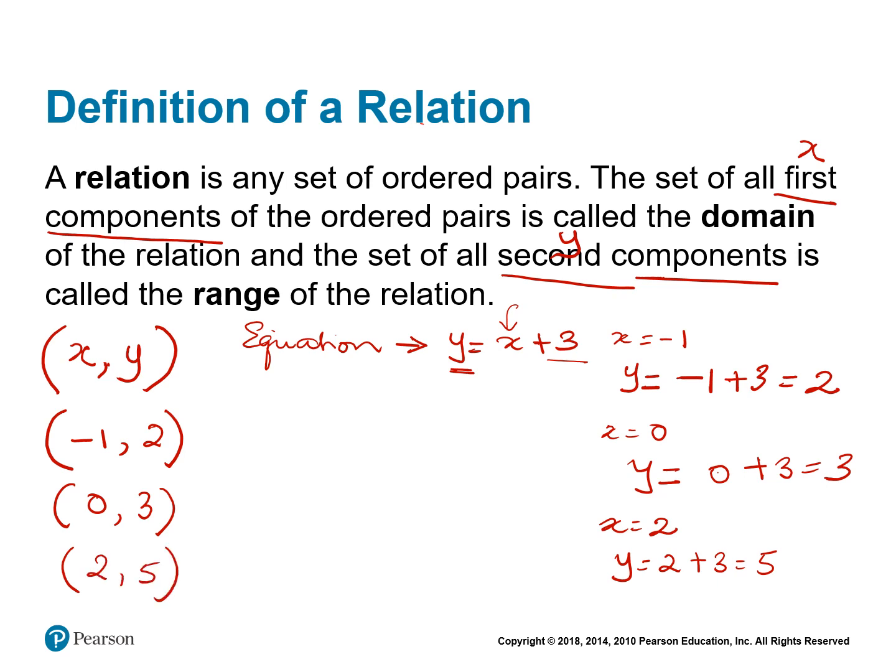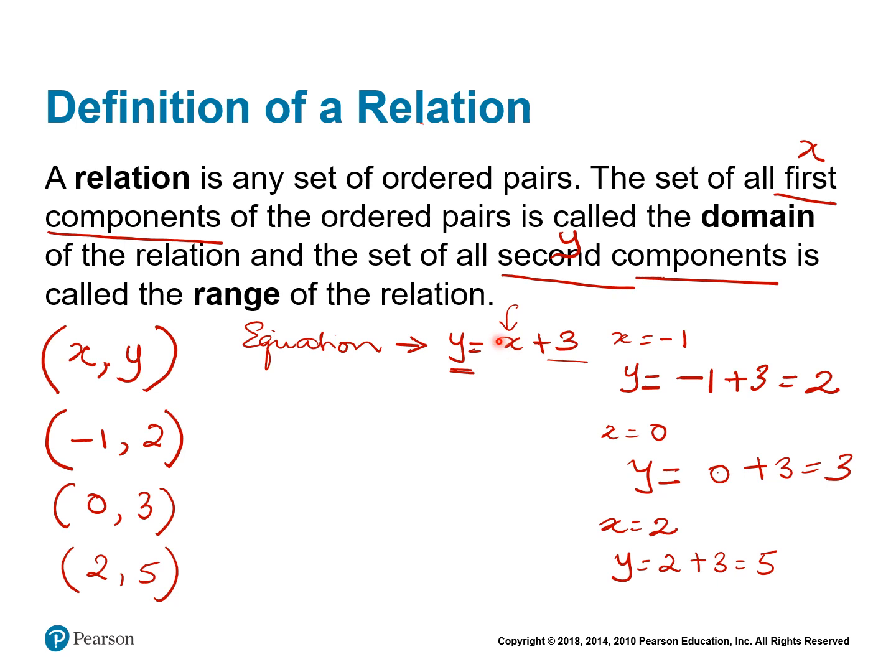The way we read these ordered pairs is when x is -1, y is 2. When x is 0, y is 3. When x is 2, y is 5. How do we know that? We know it by applying the equation on the different values of x.